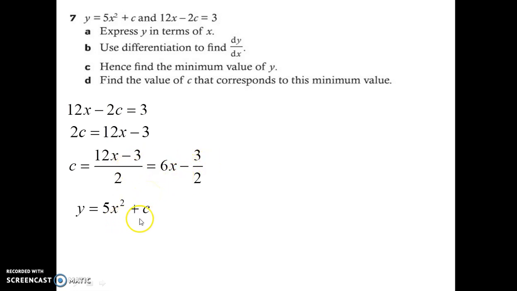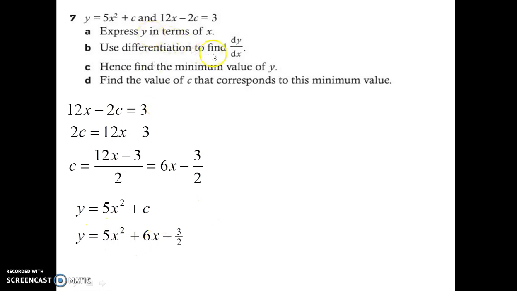Now we take our y equation. We want it to be in terms of x. So we want y in terms of x. We want that c to disappear. Let's take this. We found c is all this. We'll replace that c with all of that. So there's the y equation rewritten with the c replaced with what it is, and it is y in terms of x.